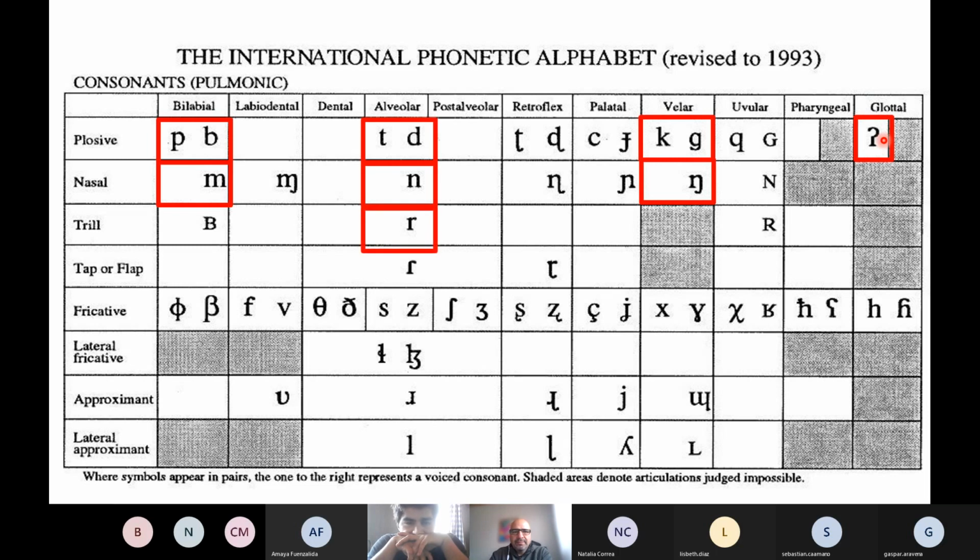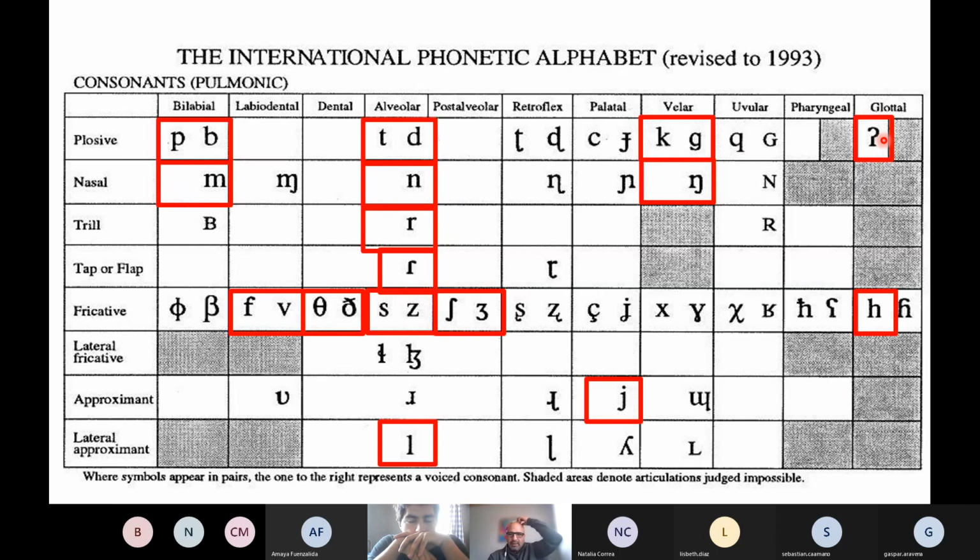We're using the trill, we're using the flap or tap, we're using the fricative labiodental, fricative dental or interdental, fricative alveolar, fricative postalveolar, and we're using this fricative glottal, right, which is voiceless. We are also using the approximant Y, and we're using the lateral alveolar L. And also we're using the W, right, which is also a semi-vowel along with this approximant.